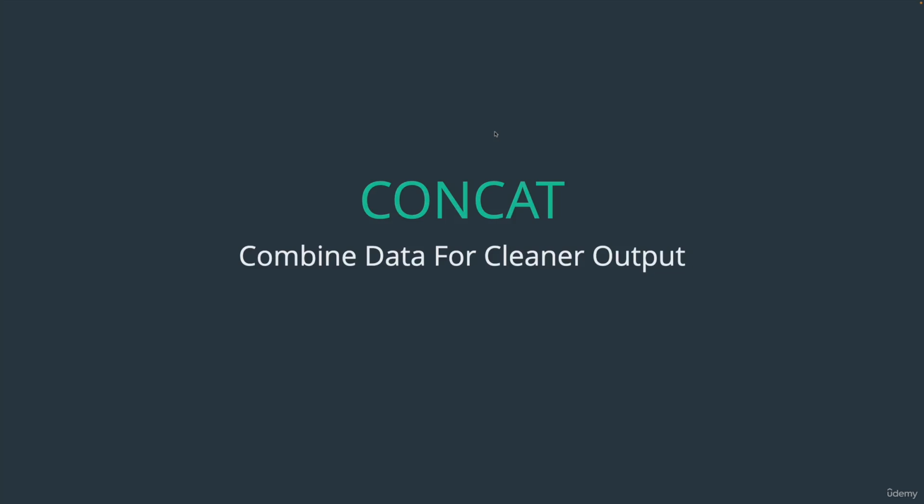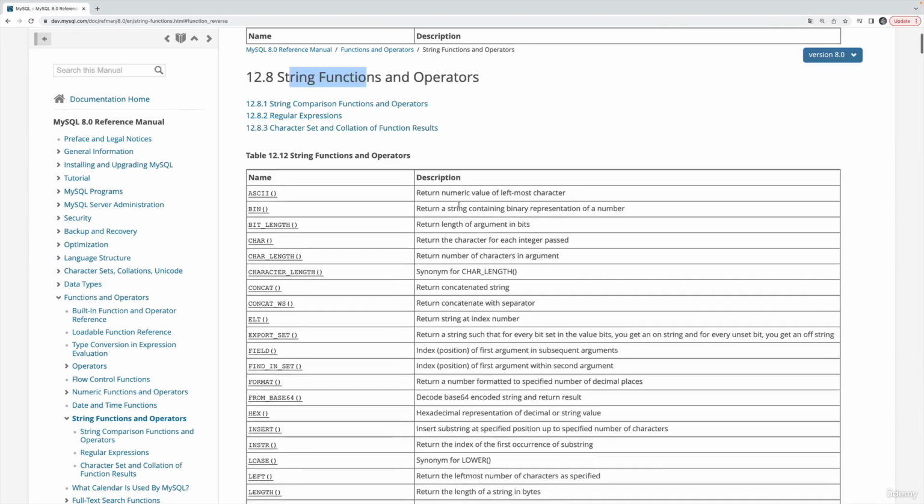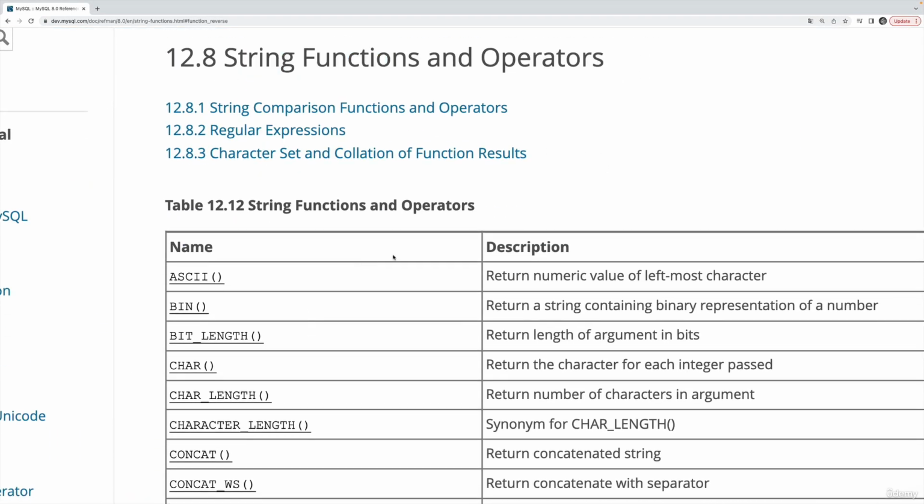So we're going to talk about the first of a handful of string functions in this video. The string function we're starting with is called concat, which is short for concatenate, or combining strings, or combining text together. Now, recall that there's a bunch of these functions. They all have to do with text.